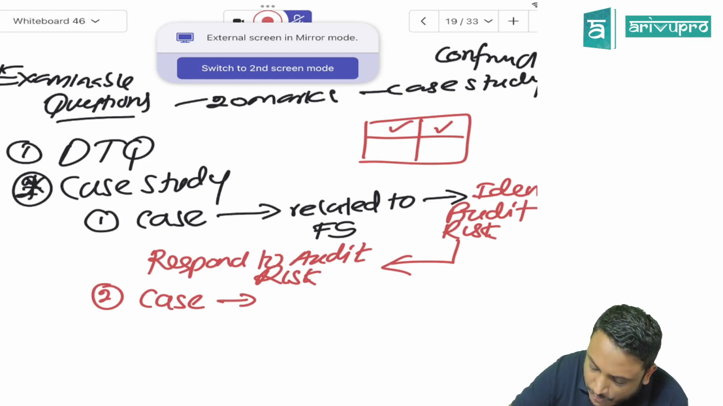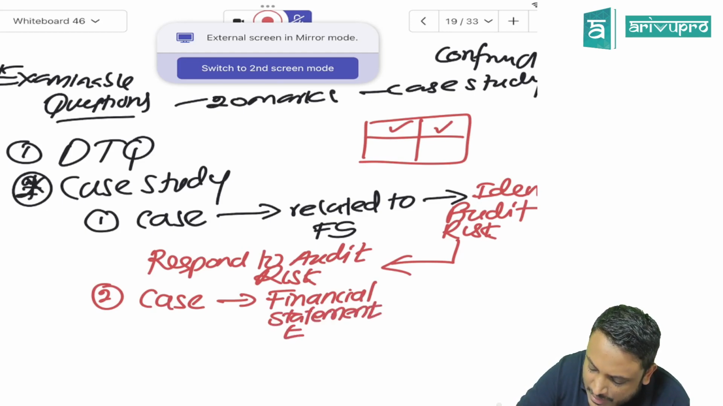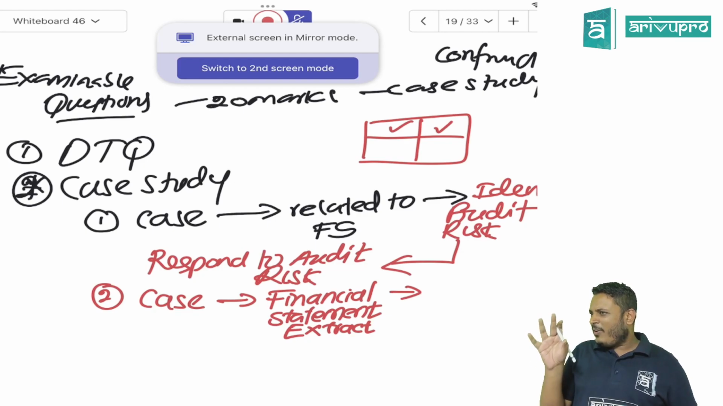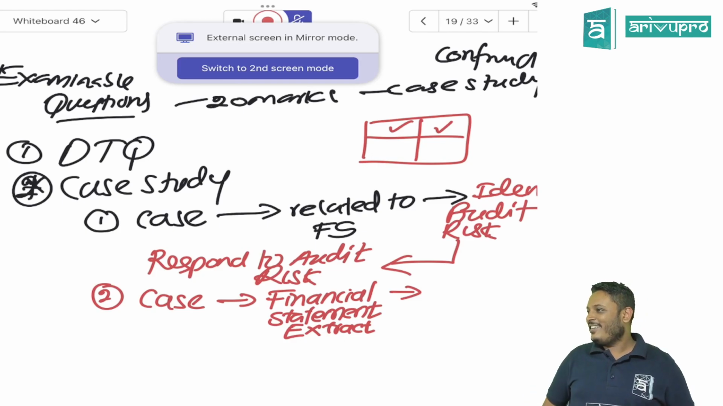plus financial statement extract also given. A case given plus financial statement extract. What do you mean by financial statement extract? A part of the balance sheet or part of the income statement. A part, an extract. So when you see a past paper question, if you find any part of a financial statement, this is that type of question.